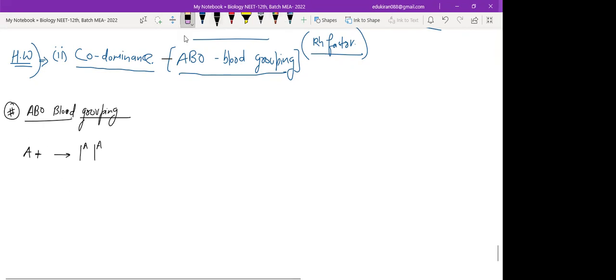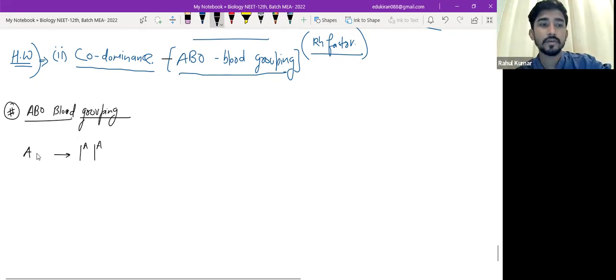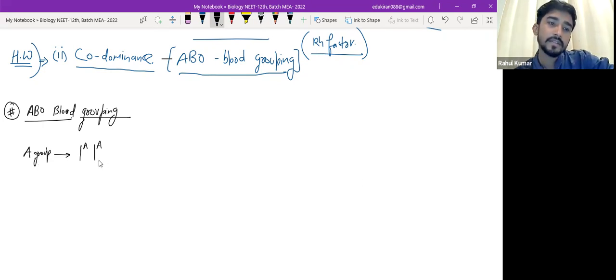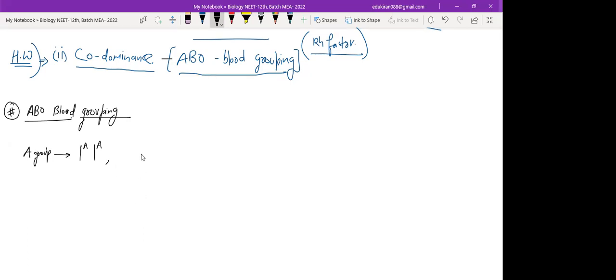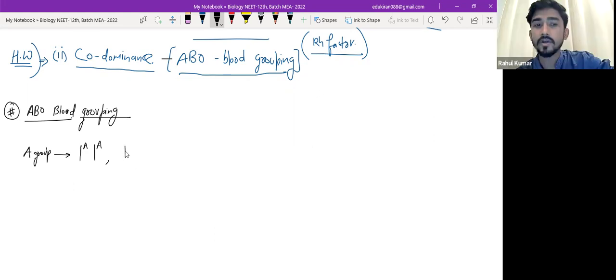Yes, sir. Let's keep the positive factor out for the sake of simplicity for now. Let's say it is A group. So A group means either both mother and father gave A, yes? Or what else is possible? Any other possibilities there? IA and IO. This I is not the letter I, it is the representation for a chromosome. We read it as IA, IO, but I means the allele which came on that chromosome.